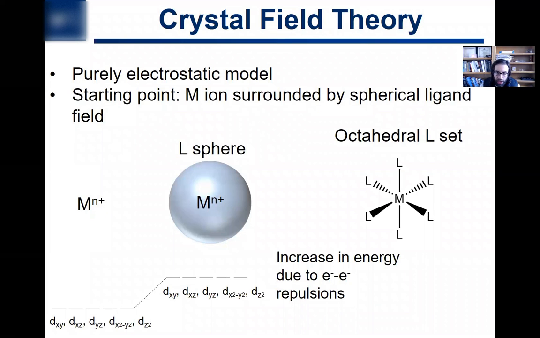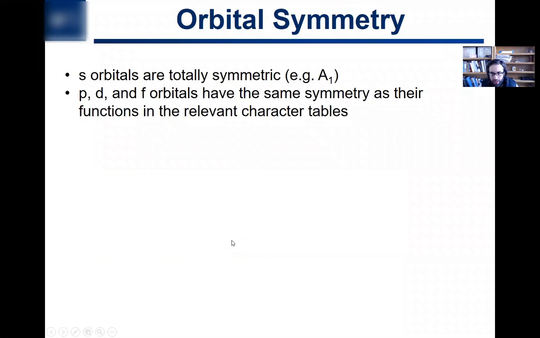All right, so now we can talk a little bit deeper about what happens when we impose this octahedral ligand set, after thinking about theoretically what happens, this increase in energy when we have a spherical environment or a ligand sphere. In order to continue our discussion here, we have to talk about the symmetry of orbitals. The different orbitals, just like anything else when you're talking about the point group of a molecule, have different symmetries.